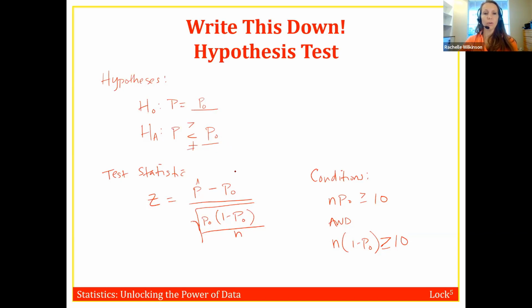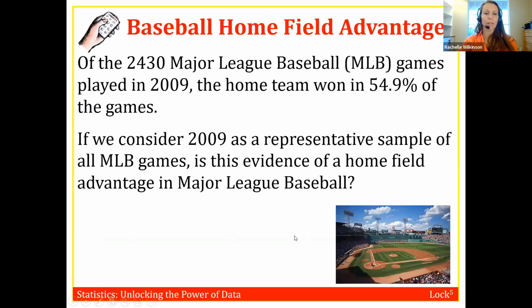All right, so let's go ahead and look at an example of how we're going to do a hypothesis test. Let's go through the whole thing. Here's our example. Of the 2,430 Major League Baseball games played in 2009, the home team won in 54.9% of the games. If we consider 2009 as a representative sample of all Major League Baseball games, is this evidence of a home field advantage in Major League Baseball?